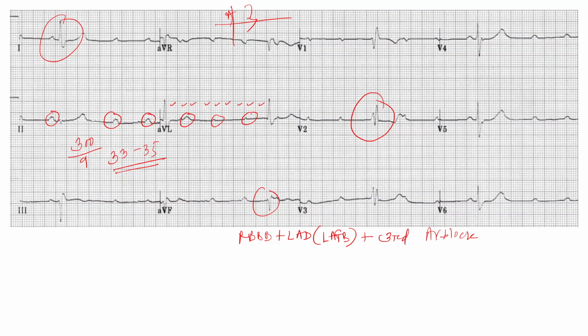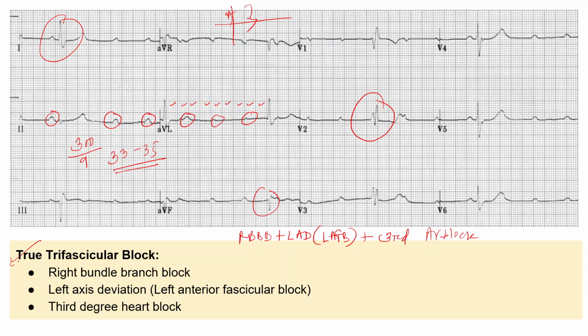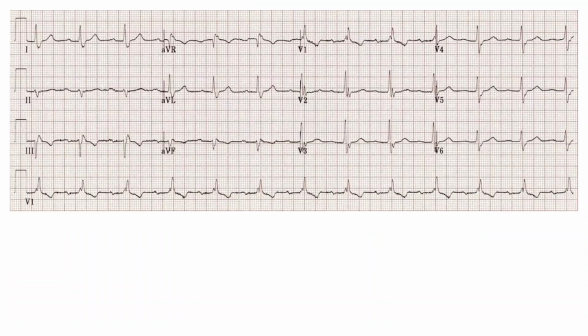Okay. This is actually the true trifascicular block where you are getting a third degree AV block. But sometimes first degree AV block is also considered as trifascicular block. As in this ECG, you can see there is RBBB, right bundle branch block. Then you look at the axis. Lead 1 is positive, AVF is negative. That means left axis deviation. So bifascicular block. Then you have to look at the PR interval.